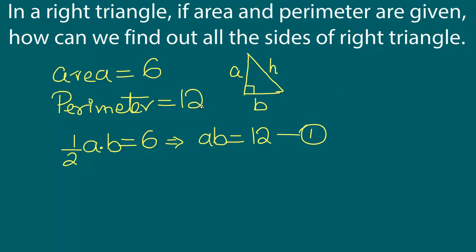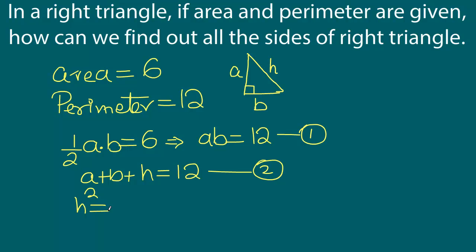Now perimeter is given as 12. What is perimeter? Perimeter is nothing but sum of the 3 sides. So what is given is A plus B plus H is equal to 12. This is our second equation. And now we know this is a right triangle, so we can apply Pythagoras theorem here. Pythagoras theorem simply states that hypotenuse square in a right triangle is equal to the sum of squares of the other 2 sides. So here they will be A square plus B square. So this is our third equation.